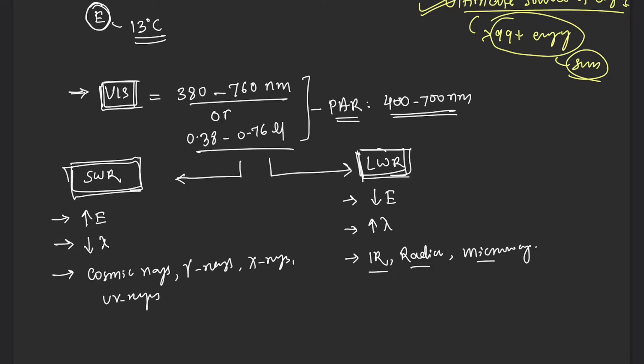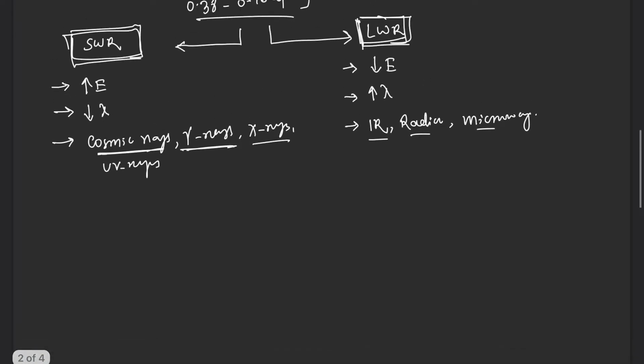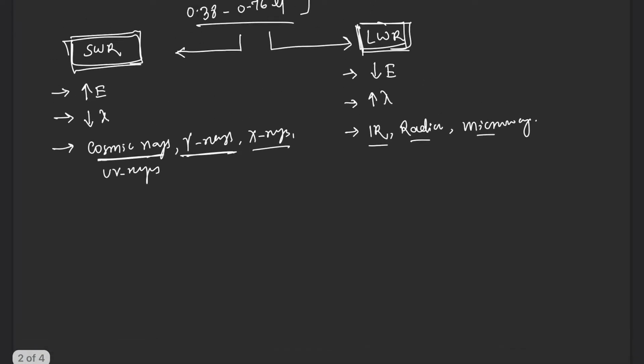Okay, so which radiations are emitted by the sun? The sun generally radiates cosmic rays, X-rays, then gamma rays. These are the short wave radiation. These are emitted from the sun.